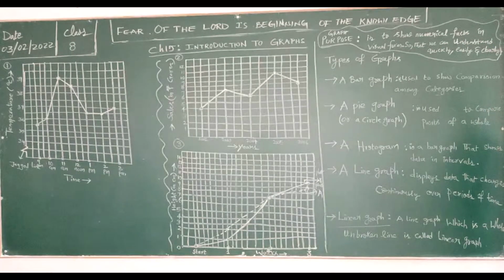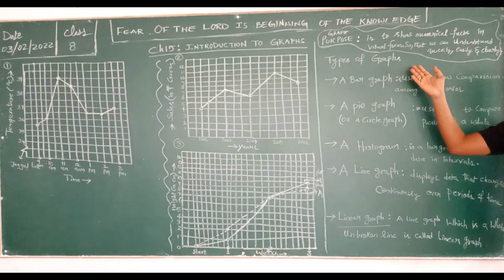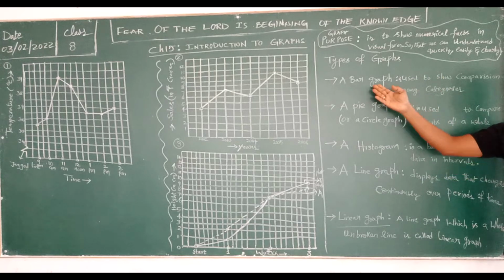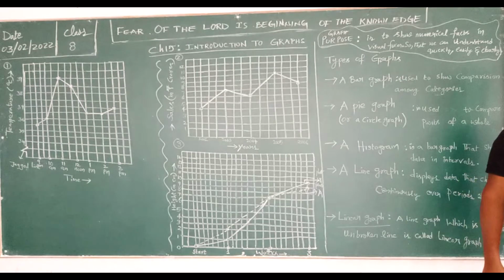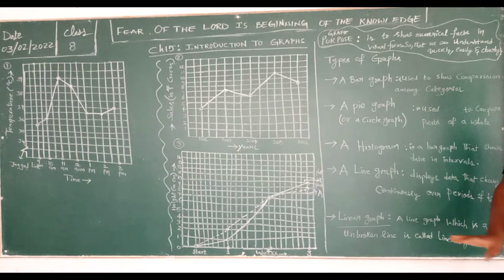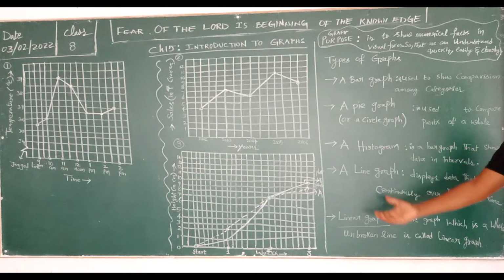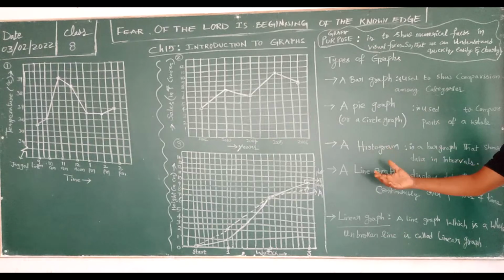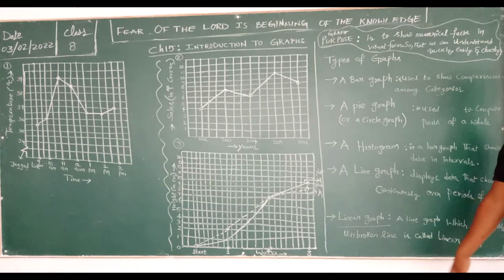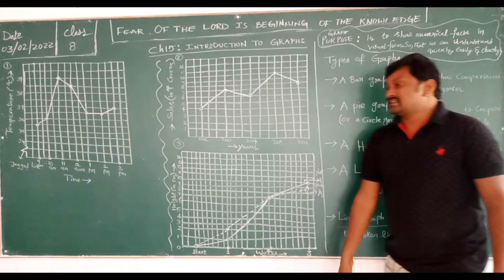I hope you all understood that. Then, what are the different types of graphs? First, a bar graph. A bar graph, which I think I explained in the last class, but the clarity was not good. Let's discuss once again what a bar graph is, what a pie graph is, what a histogram is, what a line graph is, what a linear graph is. Okay, let's start.